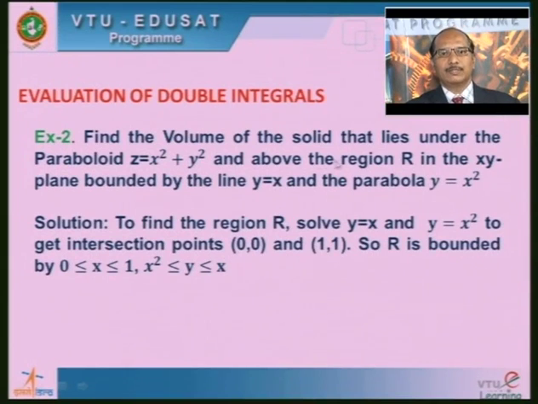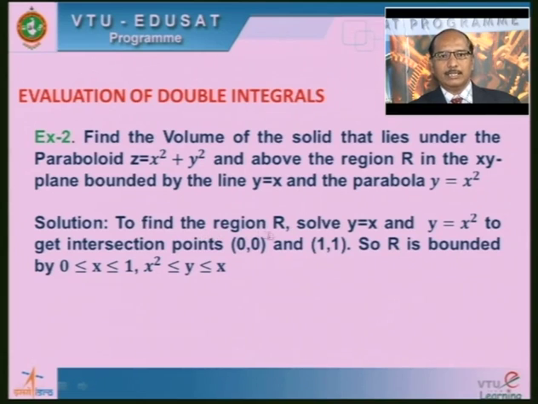Find the volume of a solid that lies under the paraboloid, the same example x square plus y square, and above the region R in the xy plane bounded by the line y is equal to x and the parabola. Here both y limits are functions of x. First we need to find the x limits, the y limits are given here. What are the x limits?